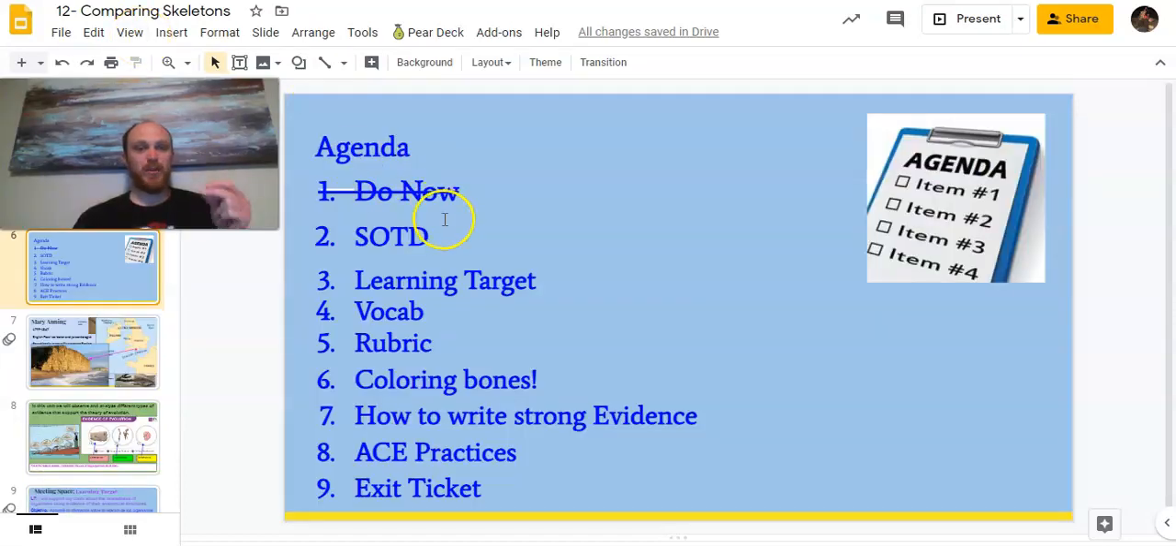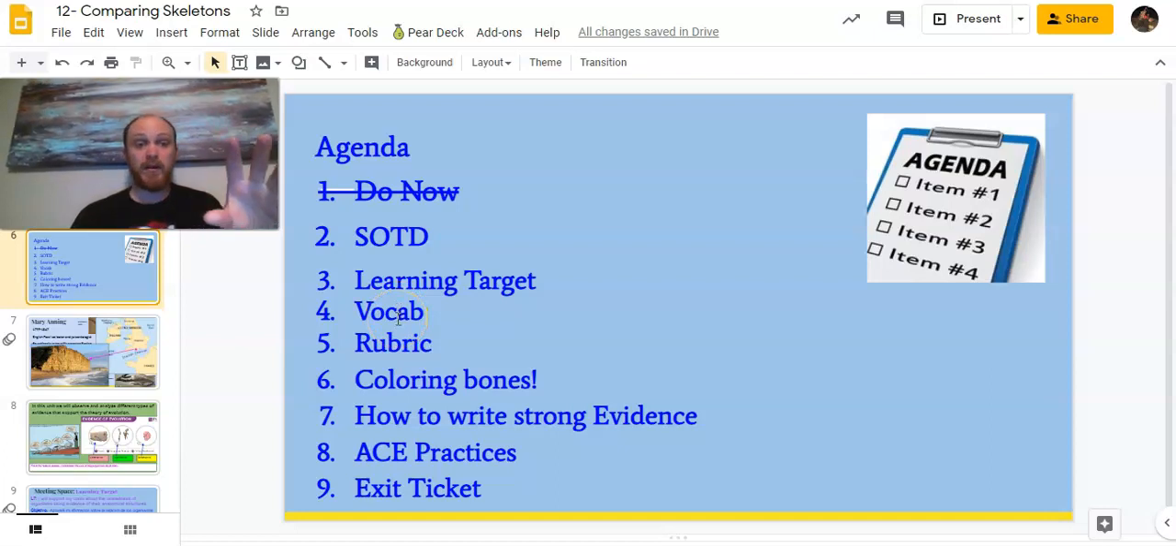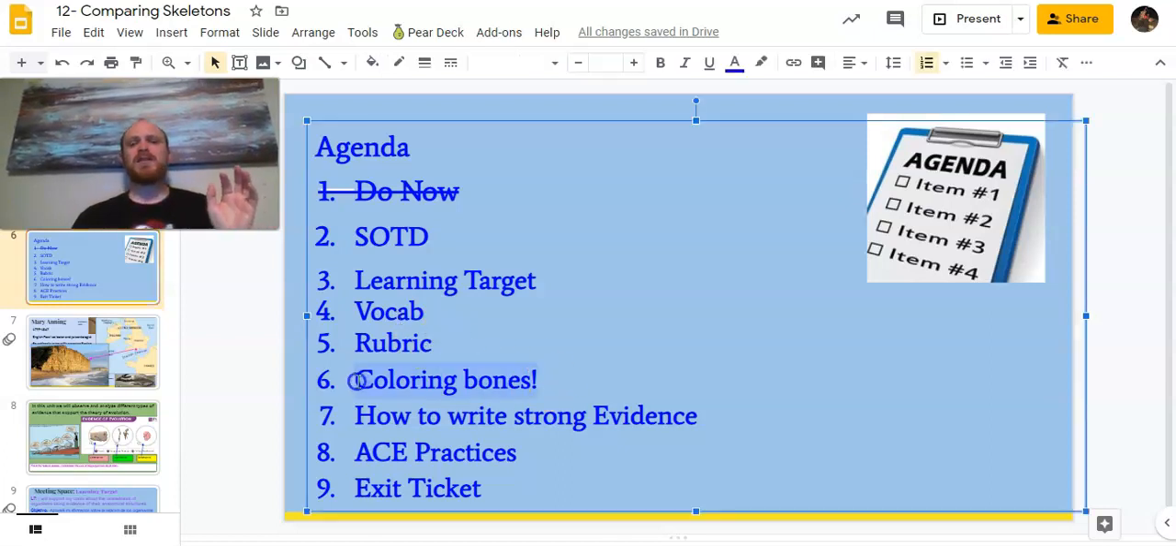Great, so here we go. Today we have a scientist of the day for you. We're going to talk about the learning target, go over some vocab. I want to share with you the rubric for this specific part of our evidence of evolution unit. We have this kind of interactive activity. You guys are going to color some bones. We're going to talk about how to use strong evidence for this unit. We're going to do a little practice, and then you have your exit ticket.